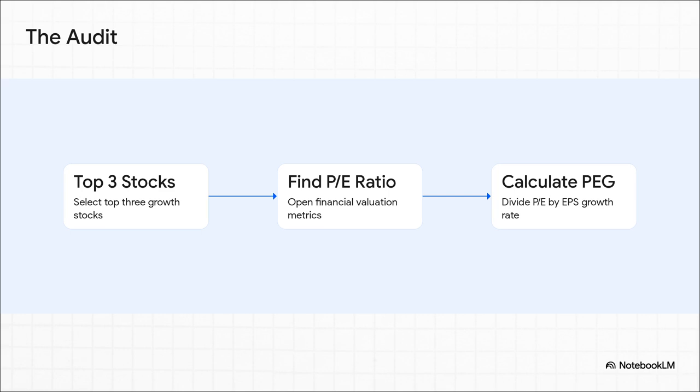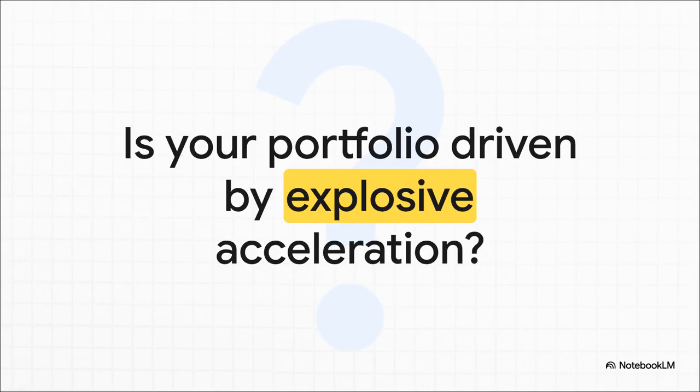You have to force yourself to see the actual underlying velocity, not just the static surface-level price tag. So we're going to leave you with this final provocative challenge. Are your investments truly supported by genuine explosive earnings acceleration? Or are you paying premium prices for a stagnating corporate machine that is destined for multiple contraction? That's the ultimate test for any growth stock predator.